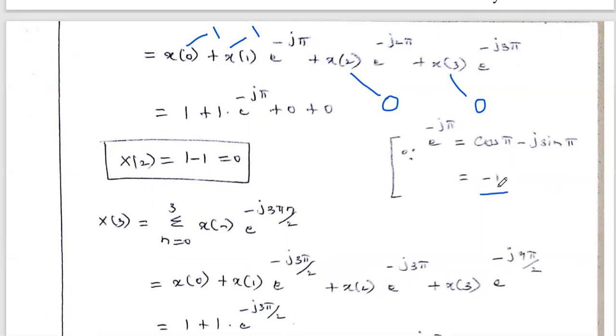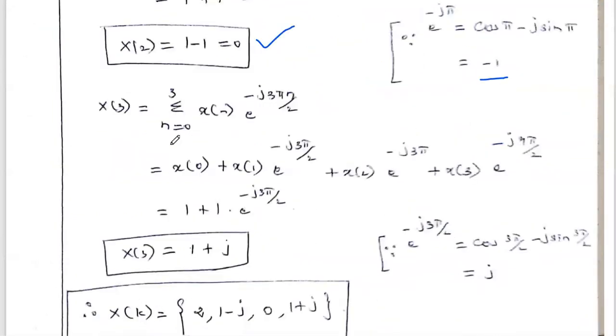So you substitute this e power minus j pi value in the above equation. So we will get X of 2 equal to 1 times minus 1, so 1 minus 1, 0. So the third answer we calculated. Okay, similarly we have to calculate the last one. Put k equal to 3. Put k equal to 3 in equation number 1.